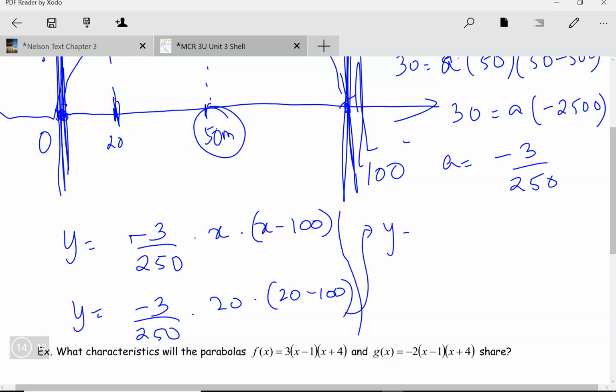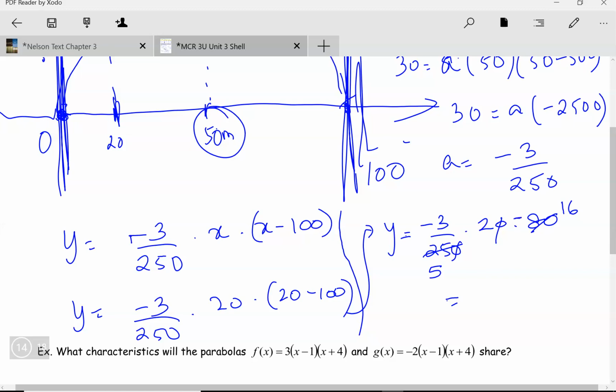Y equals negative 3 over 250 times 20 times negative 80. I'm going to do some canceling. I'm going to cross off these two zeros first. And then I'm going to divide this by 5, and this by 5. So 80 divided by 5 is 16. And I don't think I can do anything else. So negative 3 times 2 is negative 6.